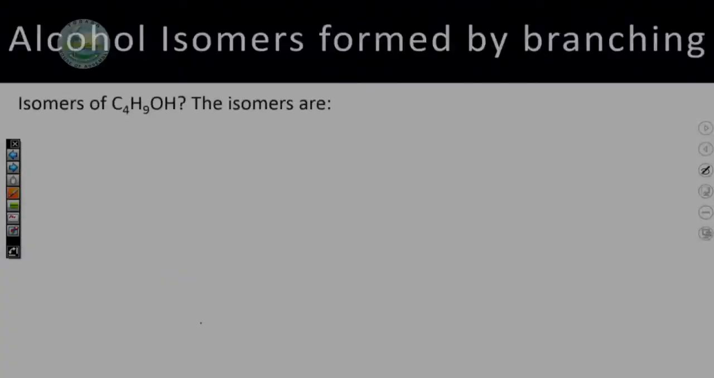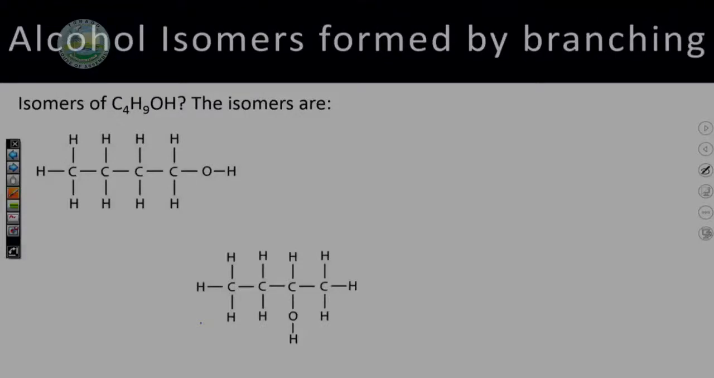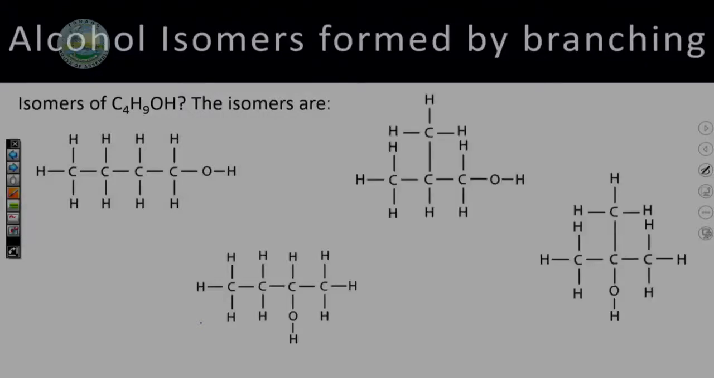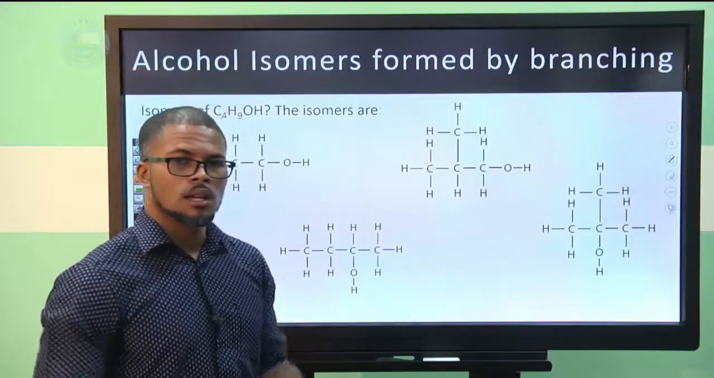All right, so let's look at the isomers that we would have here for C4H9OH, and since it's 4 carbons, and 4 is bute, we're going to call it butanol. So from butanol, how many isomers can we have? We found that we can have 4 isomers from butanol.